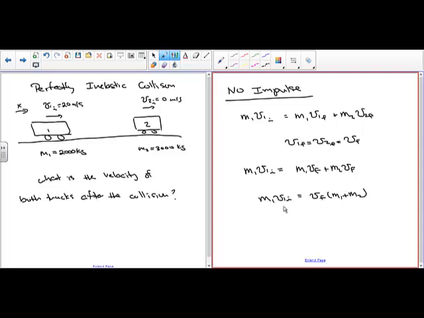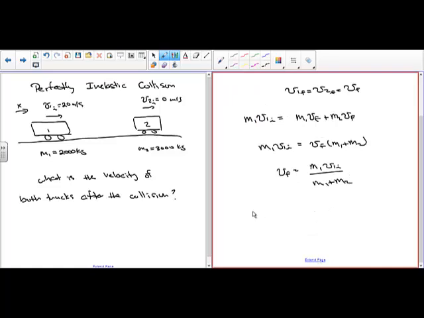So what we can do to solve for v final, we divide both sides by the sum of the two masses. So you get m1 v1 initial divided by m1 plus m2. And now we know everything, so we can go ahead and just solve for the final velocity of the two things, which are connected together. So you have m1, which is 2,000 kilograms, times v initial, which is 20 meters per second. Momentum is kilograms meters per second. And then you divide by the sum of the two masses.